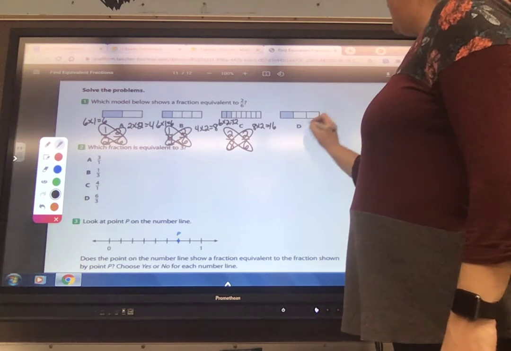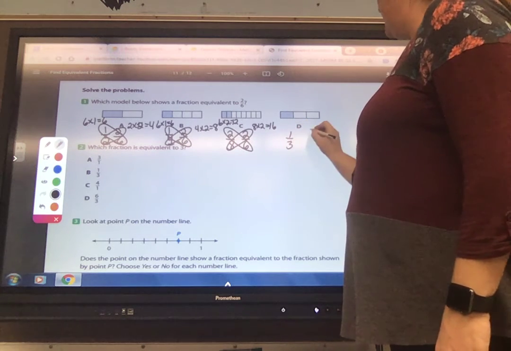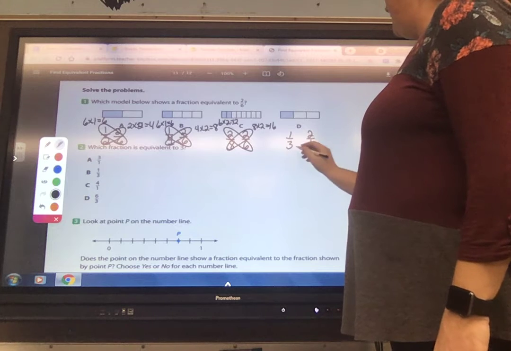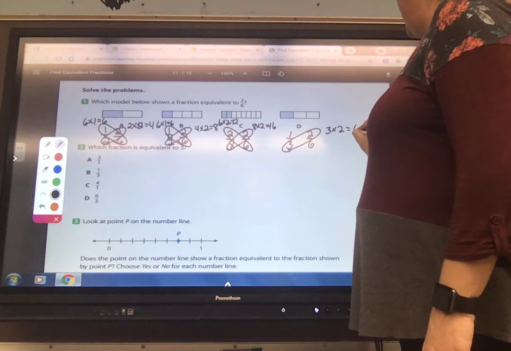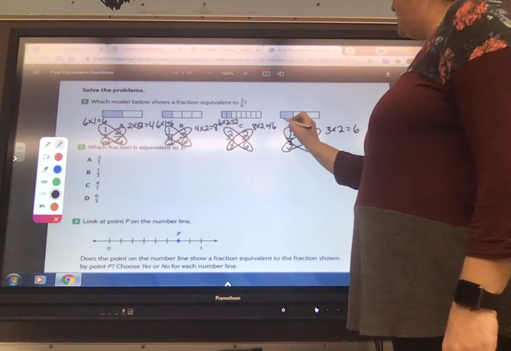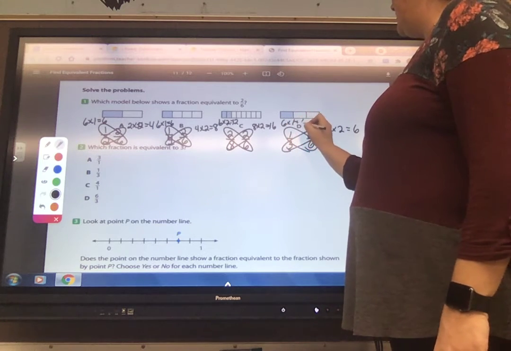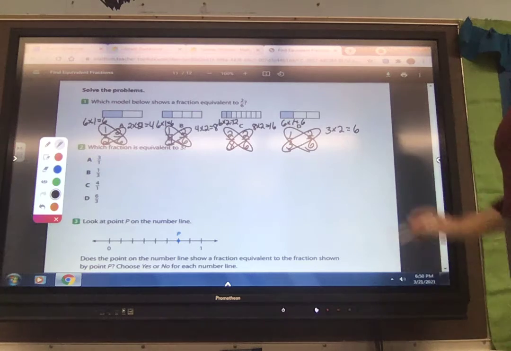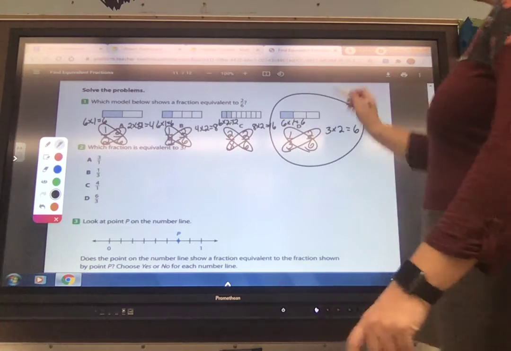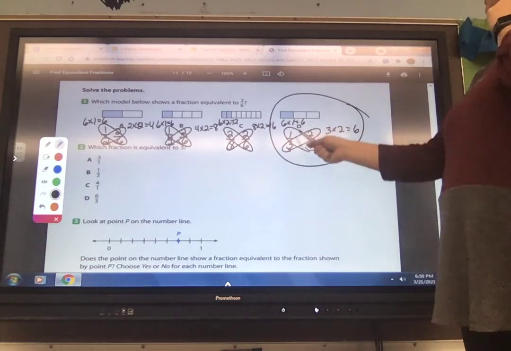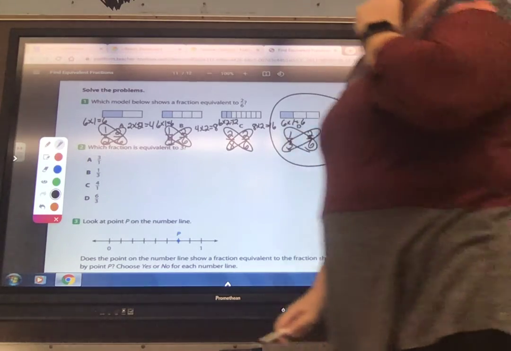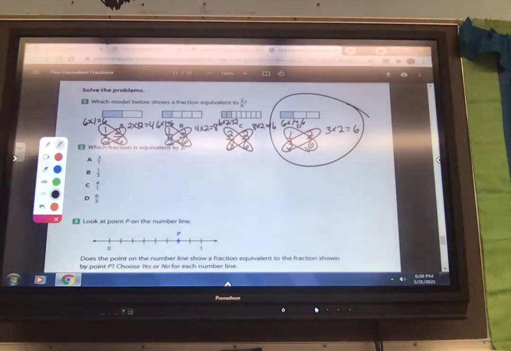Still looking for something to match. So we have 1, 2, 3, so 1/3 and 2/6. Bottoms up. 3 times 2 equals 6. Bottoms up. 6 times 1 equals 6. They both equal 6. D is correct. They multiplied the top and the bottom by 2 to get that equivalent fraction.